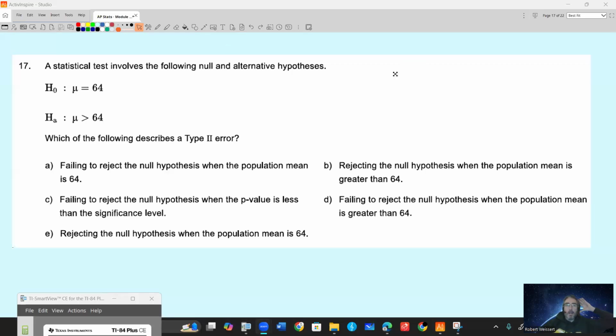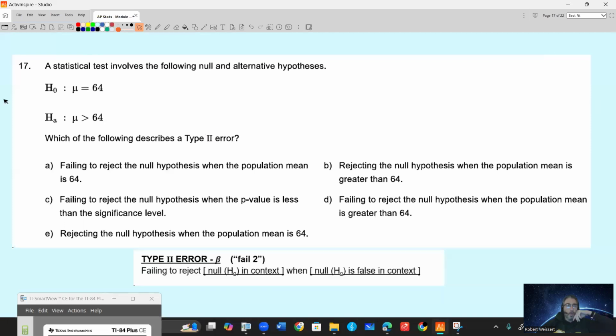Question 17. A statistical test involves the following null and alternative hypothesis. The mu is 64 for the null, and the mu is greater than 64 for the alternative. Which is a type 2 error? I think we have a template for this. Would you look at that?